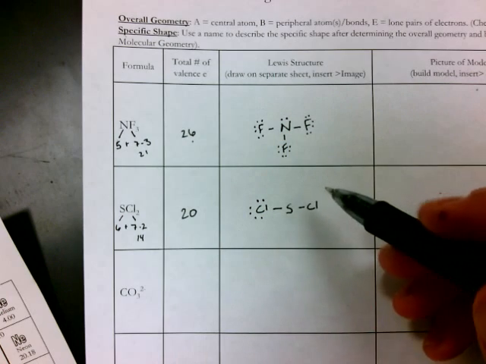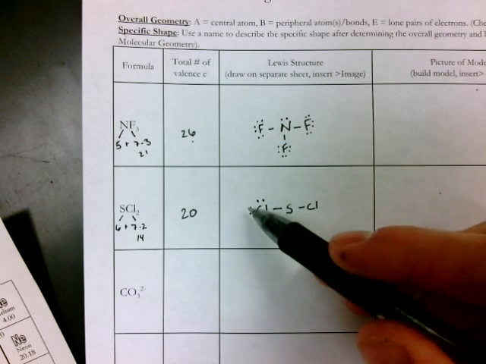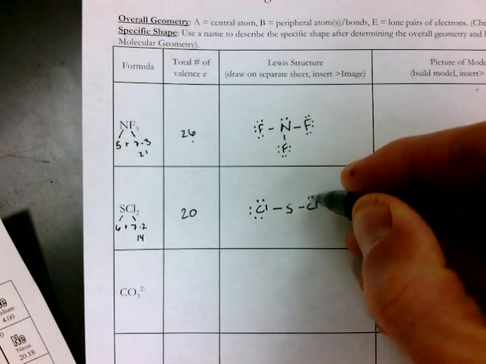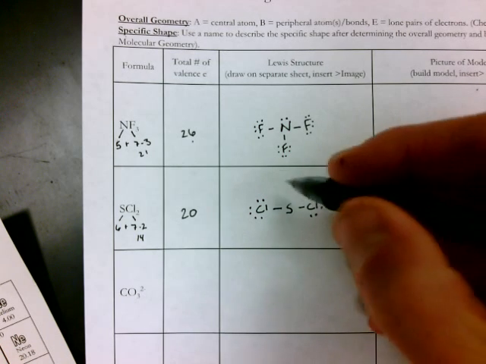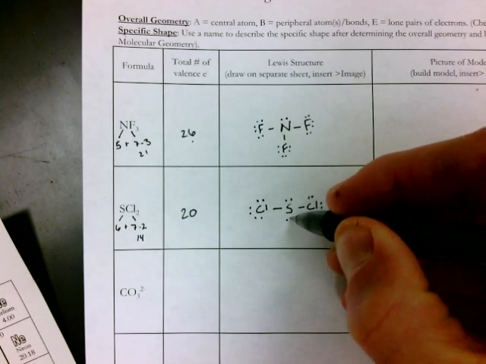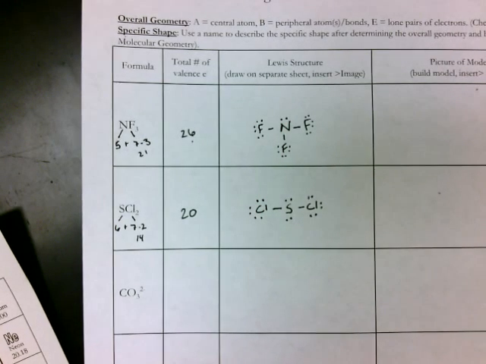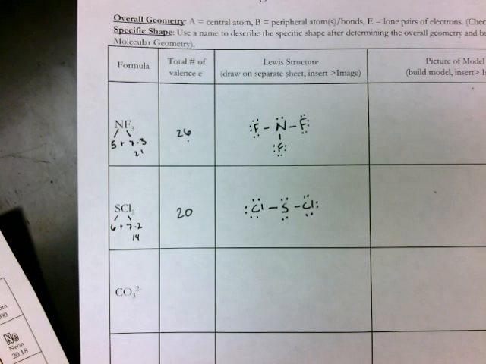There's an octet for chlorine. We've used 2, 4, 6, 8, 10, 12, 14, 16. Both chlorines have an octet. 18, 20. So that's our picture.